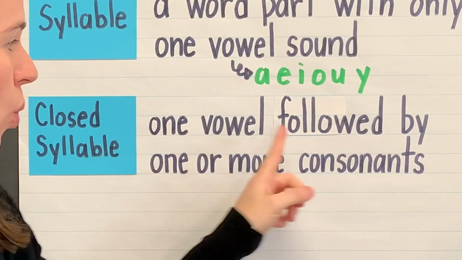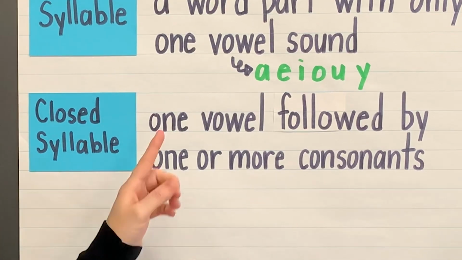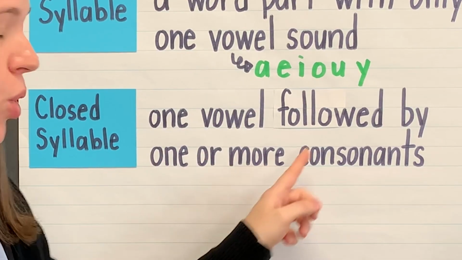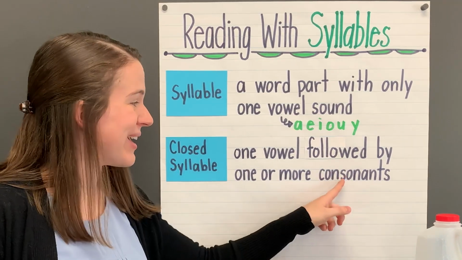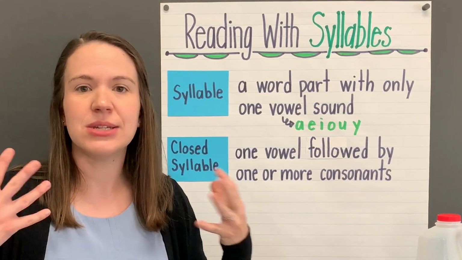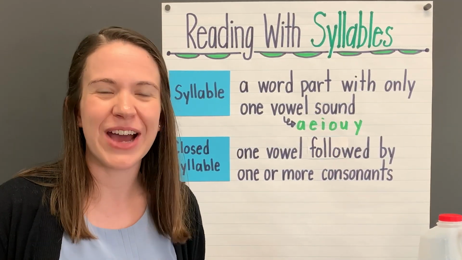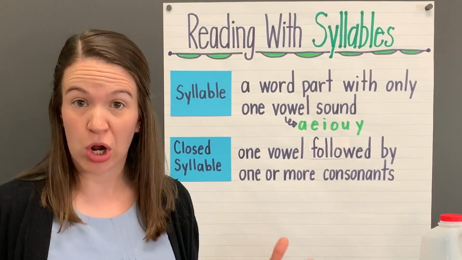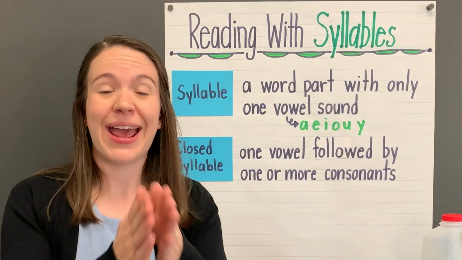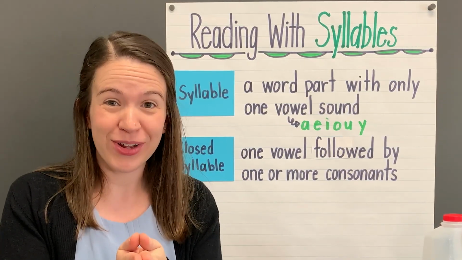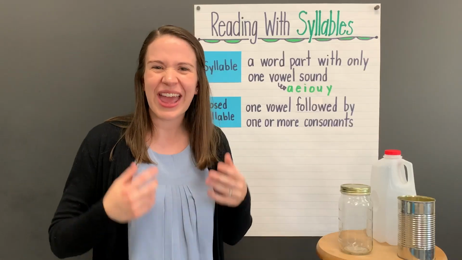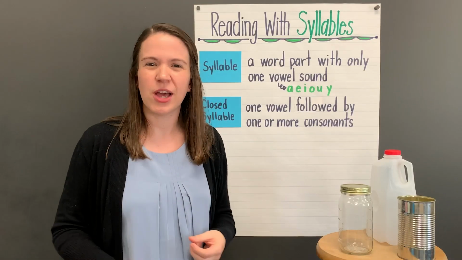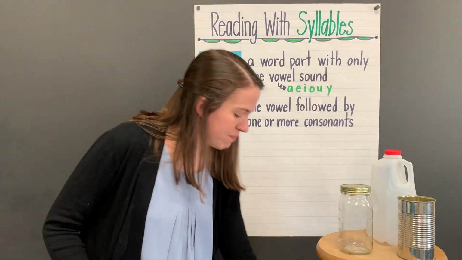After you see that one vowel, you will see one or more consonants following the vowel. Remember, a consonant is a letter that does not make a vowel sound. So, a closed syllable has one written vowel followed by a consonant. Let's look at a couple of words to help us understand what this might look like.